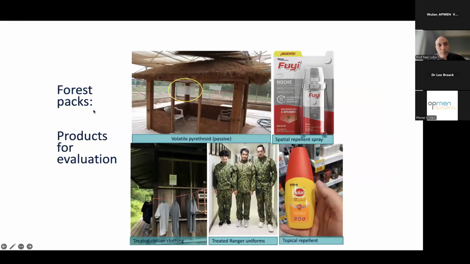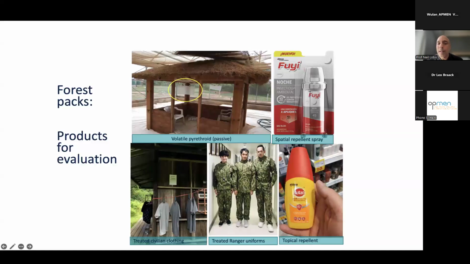So we had these forest packs and we evaluated these products. One of them was a passive volatile spatial repellent, and you can see the little sheet out there. It was impregnated with transfluthrin, and it emits transfluthrin and protects the space. This is a picture from a semi-field evaluation of it. Then we also used a spatial repellent spray. We used Outline, which is a topical repellent. We used insecticide-treated uniforms for the forest rangers because they had to wear uniforms.